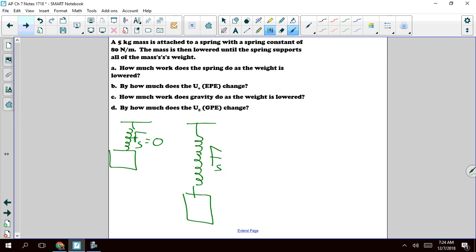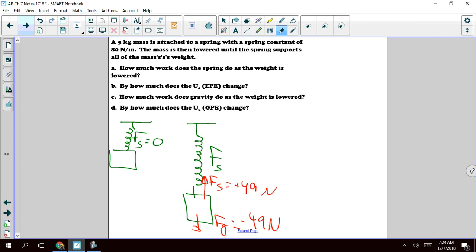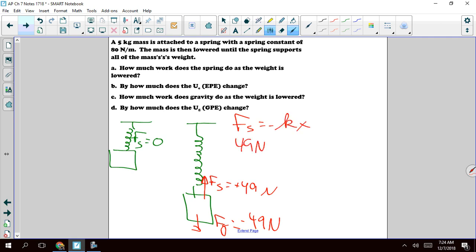So the force of the spring now, well, we need it to be in equilibrium. The force of gravity on this 5 kilogram mass is going to be negative 49 newtons. So that means we need the force of the spring to be positive 49 newtons. So let's use some Hooke's law. Force of the spring is negative kx. We need the force of the spring to be positive 49 newtons. Negative k, which is 80 newtons per meter, times x. So divide, and it turns out that your x now is negative 0.6125 meters.